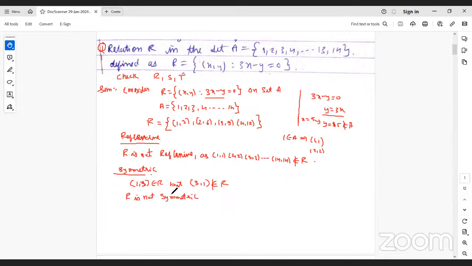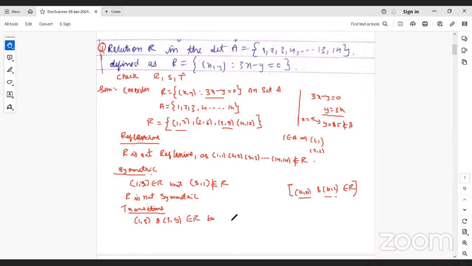Now next, in case of transitivity, we need to check the transitive relation by considering two ordered pairs. We can consider 1 comma 3 and 3 comma 9. The definition says that if a comma b is there, then b comma c should also be there. So we need to consider two ordered pairs a comma b and b comma c, and only then can we discuss transitivity. Here we can see 1 comma 3 and 3 comma 9 are present in the relation.